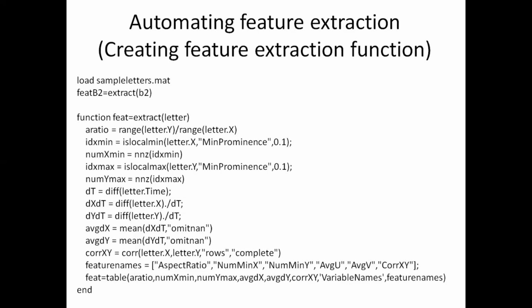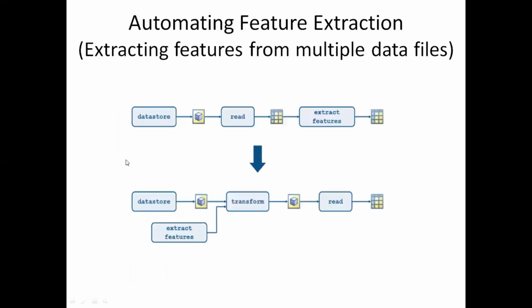So next what we will see is how to extract these features from multiple data files. As we have seen already in the previous video, usually the data is stored in multiple files. It is not a part of a single file. So when you have multiple files, how do you extract features from them using datastore and transform.